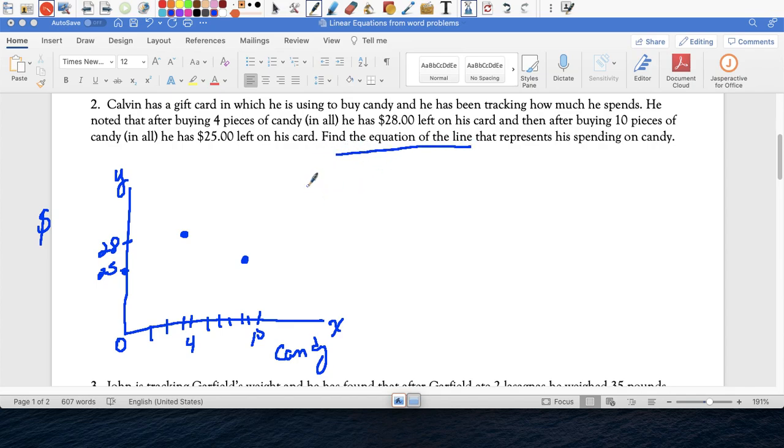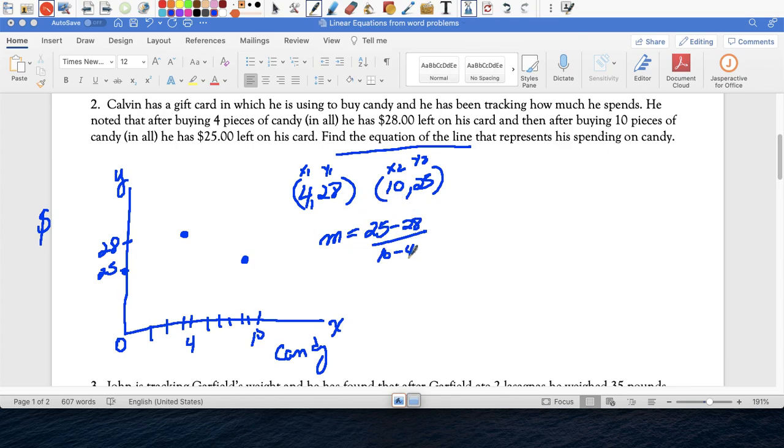So let's use the 2 points, 4 and 28. The other point is 10 and 25. So this is my y2, x2, x1, y1. If you want to do it backwards, you can. So we do m equals 25 minus 28 over 10 minus 4, which gives us negative 3 over positive 6.